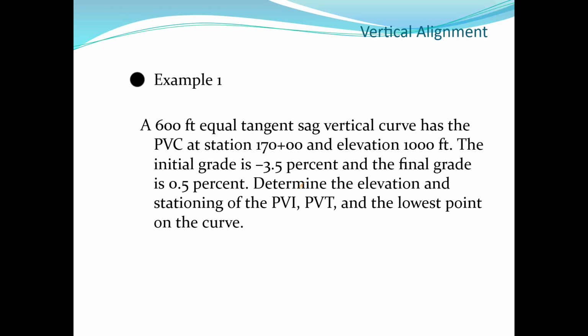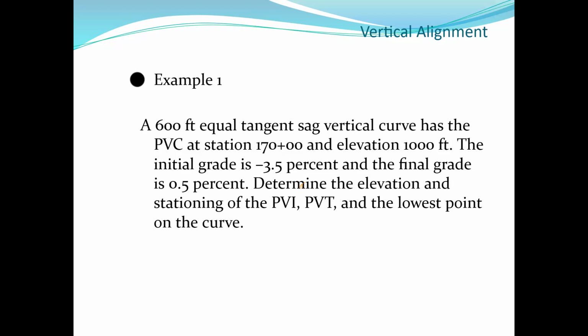Okay, so this is the point we are talking about. Can you tell me, by reading through this problem, what are some of these values that are given to us already? Do we know what L is? Yeah, 600 feet, that's exactly right. It says 600 feet equal tangent sag vertical curve, which means the length is 600 feet. G1, we know that it's negative 3.5%, the grade into the curve. G2 is positive 5%.